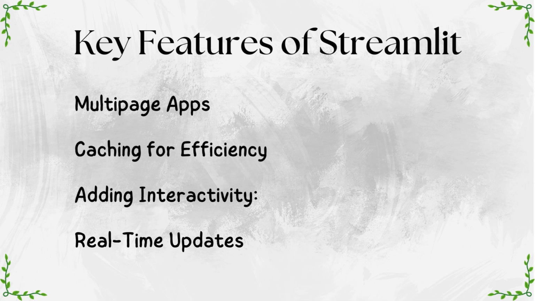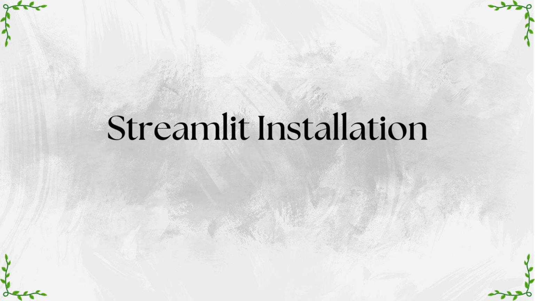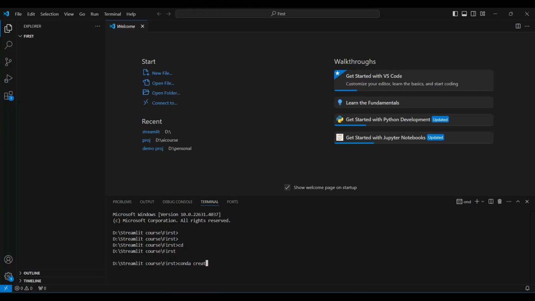In the upcoming sections, we will dive into practical examples of how these features work, including session management, caching, and deployment options. To set up Streamlit in Visual Studio, the Python versions supported for Streamlit are 3.8 to 3.12. We will create the environment using conda, install Streamlit, and test the installation by running the command streamlit hello. I am creating the conda environment with Python 3.10.